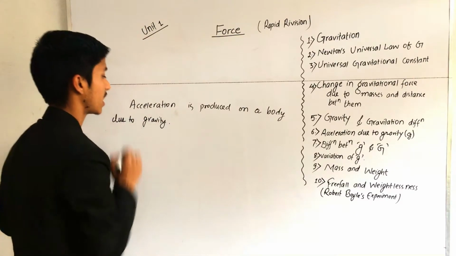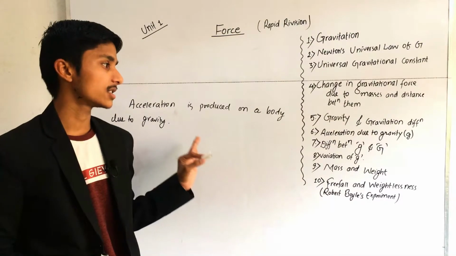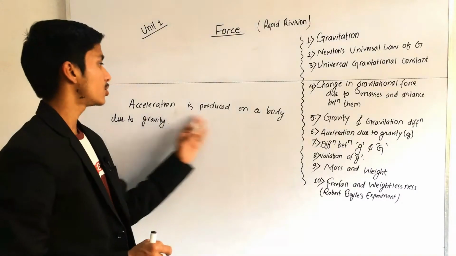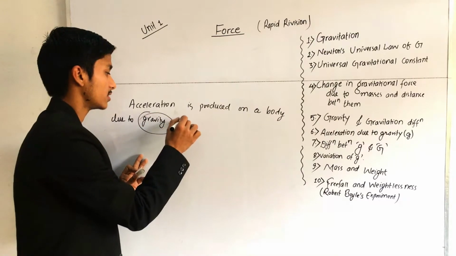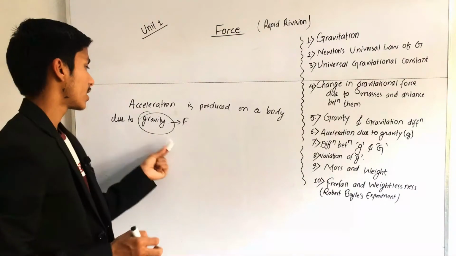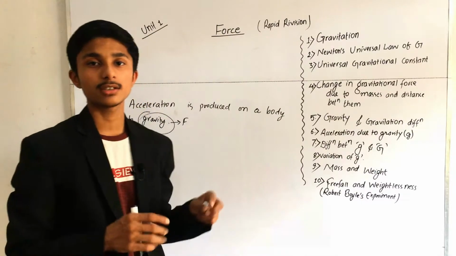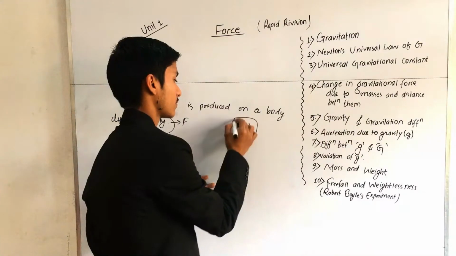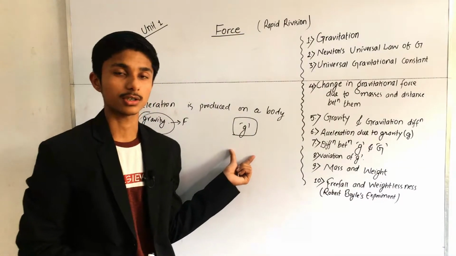Due to gravity. So this acceleration is known as acceleration due to gravity. It means this acceleration is produced on a body due to gravity. Here gravity is a force. So acceleration is produced on a body due to gravity. The symbol of acceleration due to gravity is small g. This is a vector quantity.